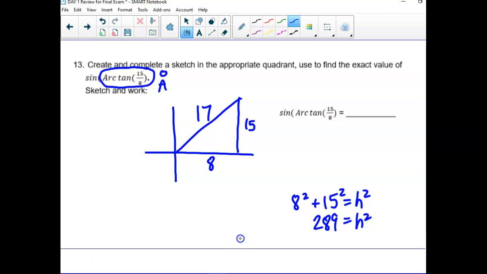Okay. And then what does it want, guys? This was all just to help you draw the triangle. It wants what now? The sine of that. The sine is opposite over hypotenuse, which would be 15 over 17. I hope these are seeming easy now when we go back and do this stuff.